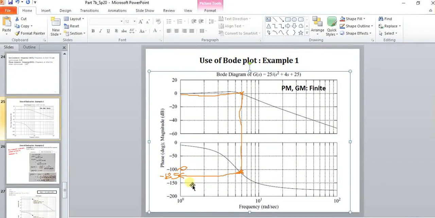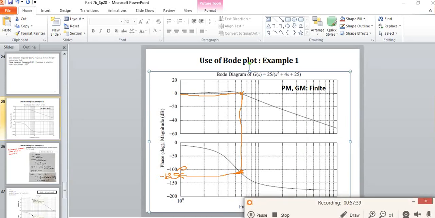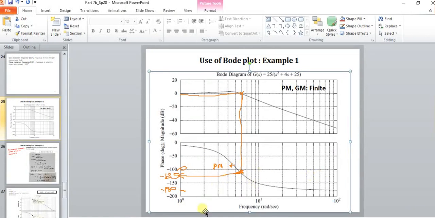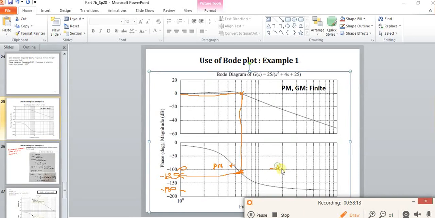Since this minus 125 is greater than minus 180 in terms of value, this is also a positive margin. That is, here is minus 125 and here is minus 180. So the phase margin is also positive because this line meets the phase curve above minus 180. But how much is it? It is minus 125, minus of minus 180. So this will be 55 degrees, the phase margin, and it is positive.